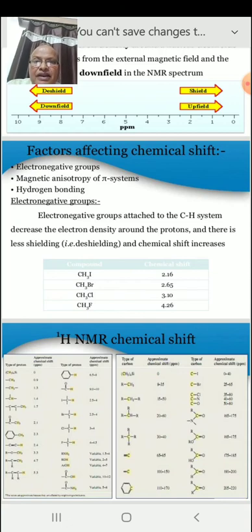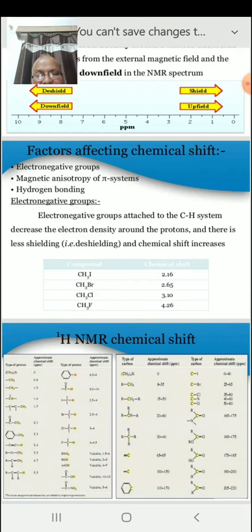Thank you. Today we'll study about the chemical shift only. In the next lesson, we'll try to understand the other things which are important to understand the NMR.